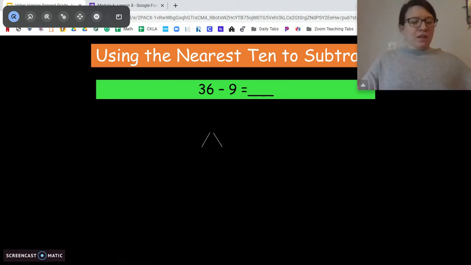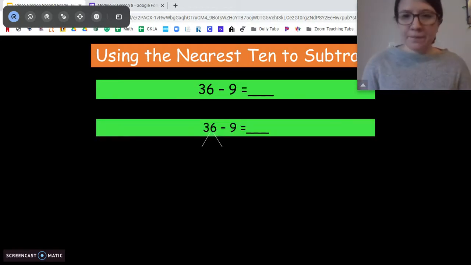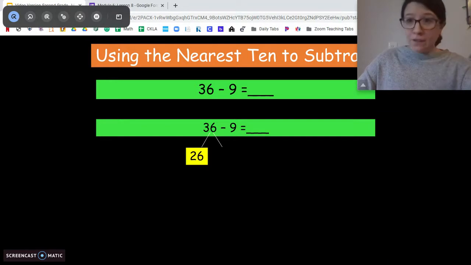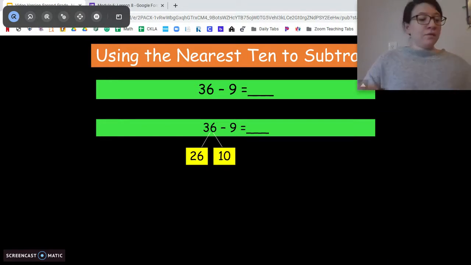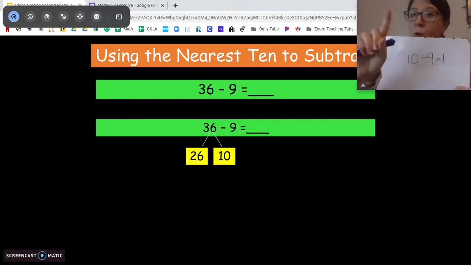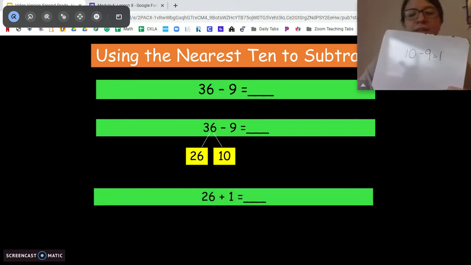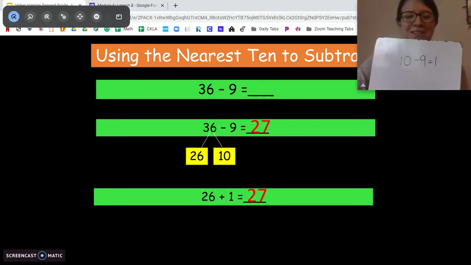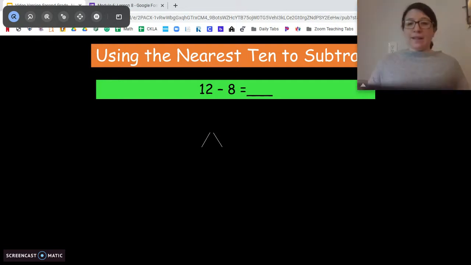Try another one. 36 minus 9. Pause the video. Try this on your own. Take out the 10 first. Come back when you're ready. Good. So if we take a 10 out, 36 minus 10 is going to give us, only changing my 10's place, 26. And the first step, 10 minus 9, gives us 1. And then we add our 26. And our answer is 27. Awesome job.